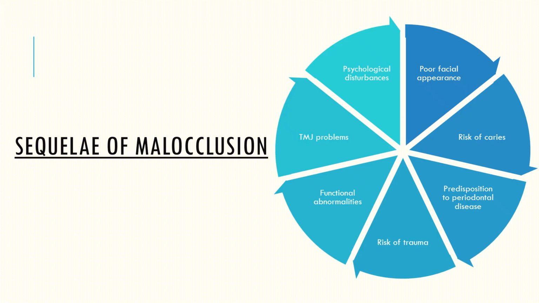Temporomandibular joint problems. These are generally long term effects observed with malocclusion. Malocclusions associated with occlusal prematurities and anterior deep bite are believed to be a primary cause in temporomandibular joint pain and temporomandibular joint dysfunctions.